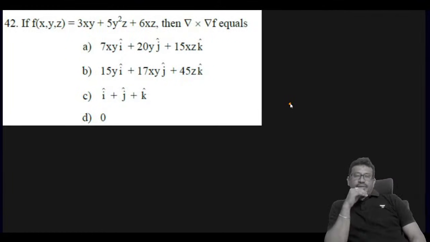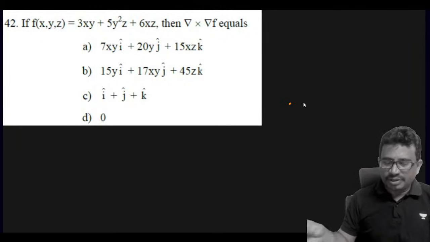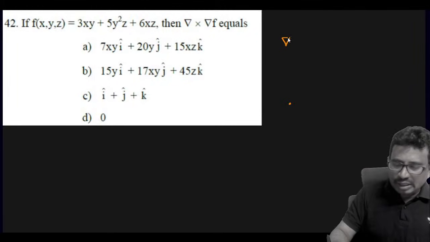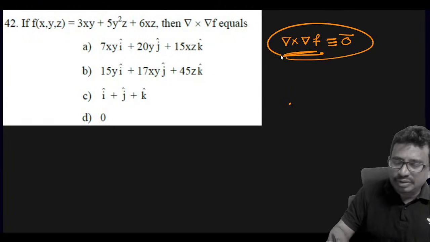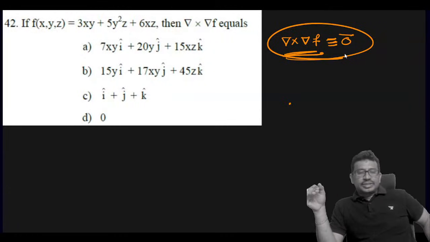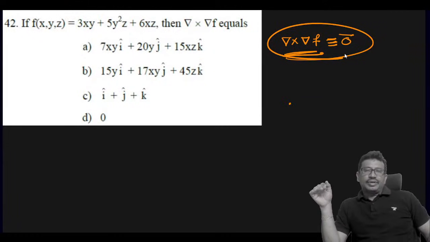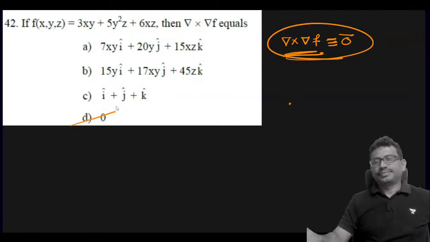Next, see this one here. They have given some scalar function and asked us to find the curl of the gradient of a scalar function. What is the curl of the gradient of any scalar function? It is always equal to 0. Curl of gradient of any scalar function is always equal to 0. So then what's the option? D.